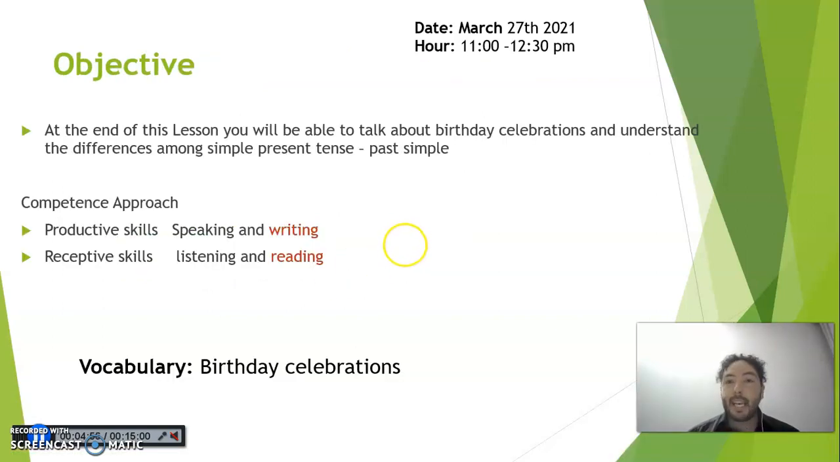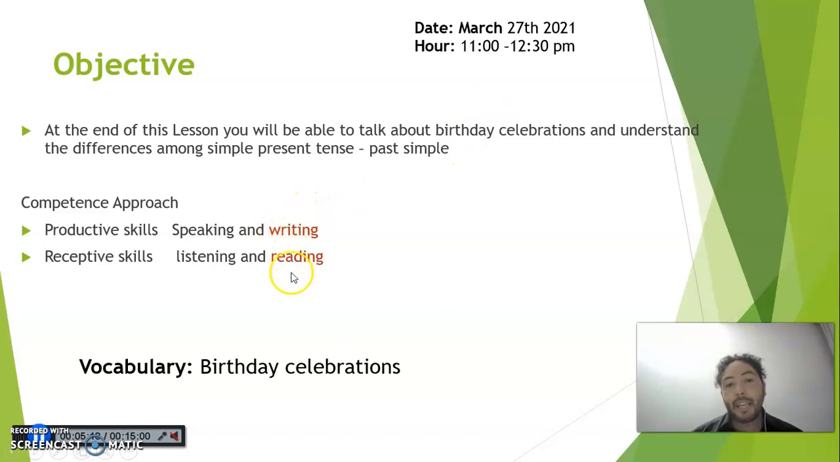I place a slide of the objective of this class. In that case, it is explained: at the end of this lesson, you will be able to talk about birthday celebrations and understand the differences between simple present tense and past simple. It is very important to place the date, and the time is probably 1 hour and a half.